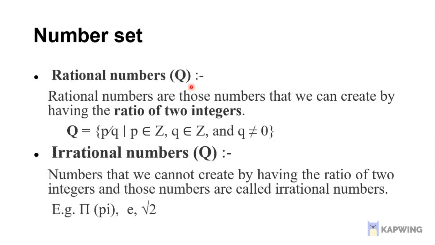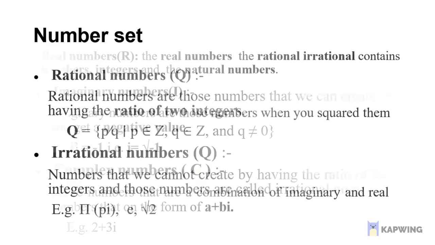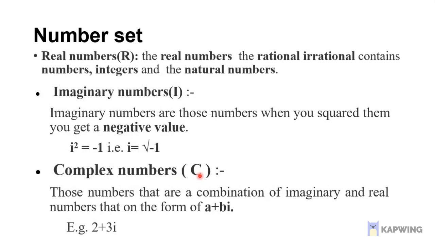Okay, then next, rational numbers. Which are the rational numbers? The rational numbers are those which can be in a ratio format. Okay, then irrational numbers: pi, e, √2, these are the irrational numbers. Next is the real numbers. Real numbers contain rational, irrational, integer, natural. All the combination of all these is the real numbers.